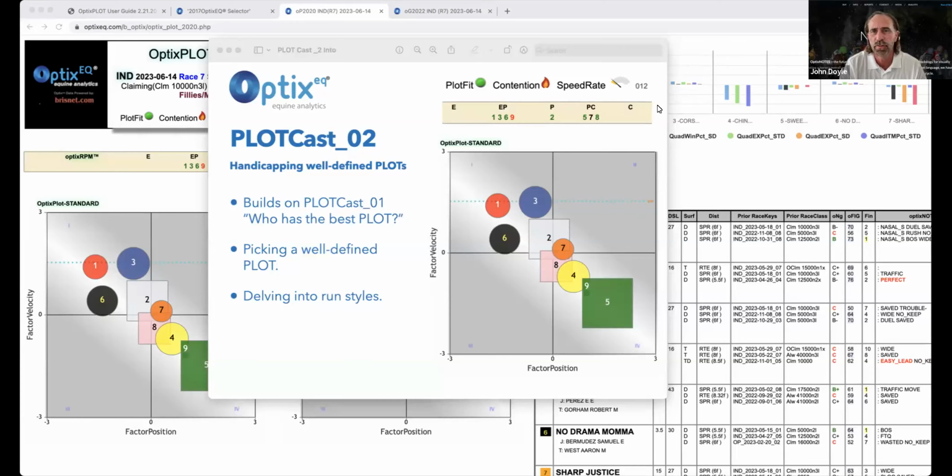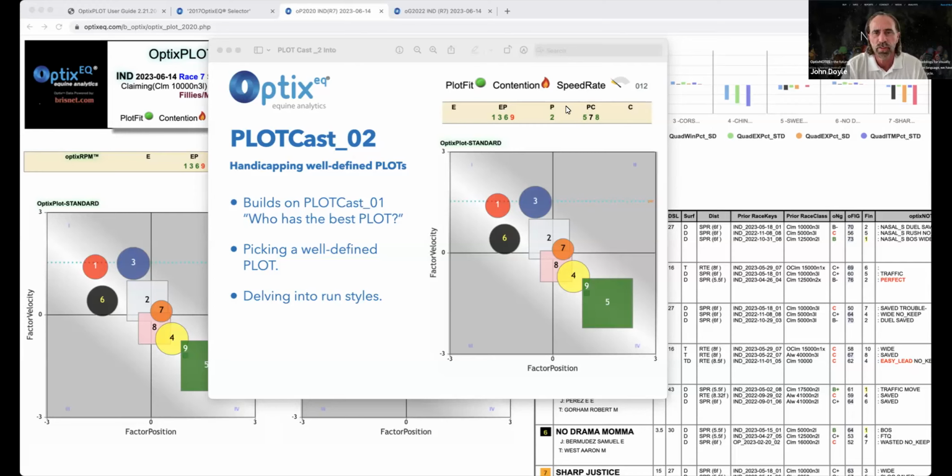We're going to build on what we talked about in podcast number 1, which was who has the best plot. We're going to get a little bit more into defining what's a well-defined plot and picking them out, because they're much more predictive than plots that aren't. We're going to get a little bit more into the run styles too. I'm going to show you a technique so you can really understand how the horse prefers to run, at least when they run this way, they run their best. It's just the way we approach labeling horses' run styles, okay? Those EPs, and we'll get into that in this podcast.